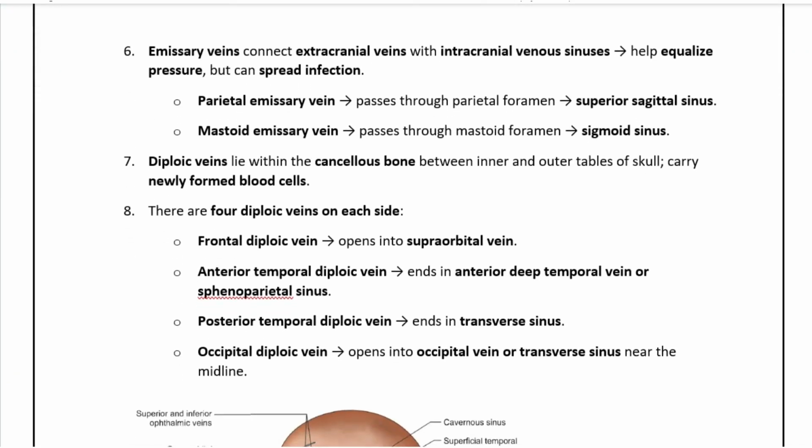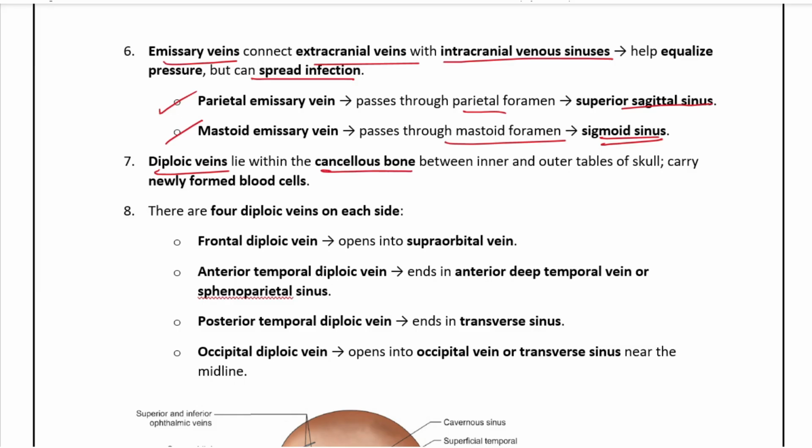Coming to the emissary veins, okay, they connect the extracranial veins with the intracranial venous sinuses to equalize the pressure, but due to this connection, they can also cause a spread of infection. Okay, so these emissary veins are the parietal emissary vein, which passes through the parietal foramen and drains into the superior sagittal sinus. Then we have the mastoid emissary vein, which passes through the mastoid foramen and drains into the sigmoid sinus.